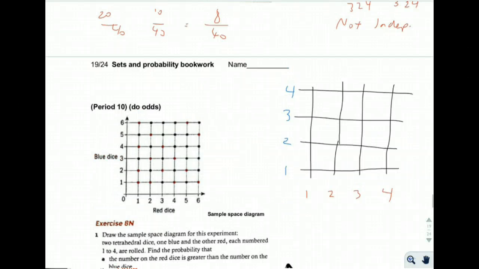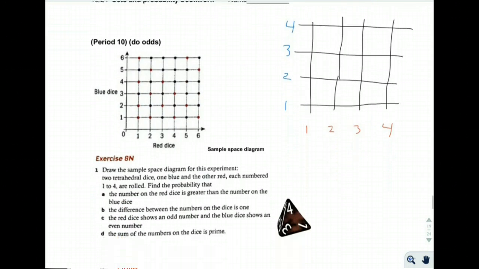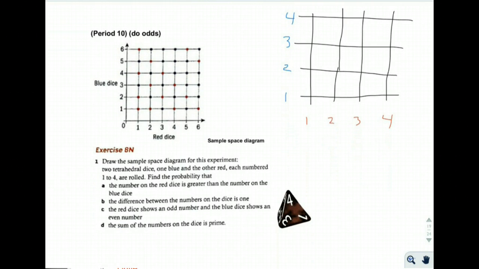Hey, we're doing page 19 and 20. From this sheet, we're going to start working with something called a sample space diagram. Right here we have an example of a sample space diagram.